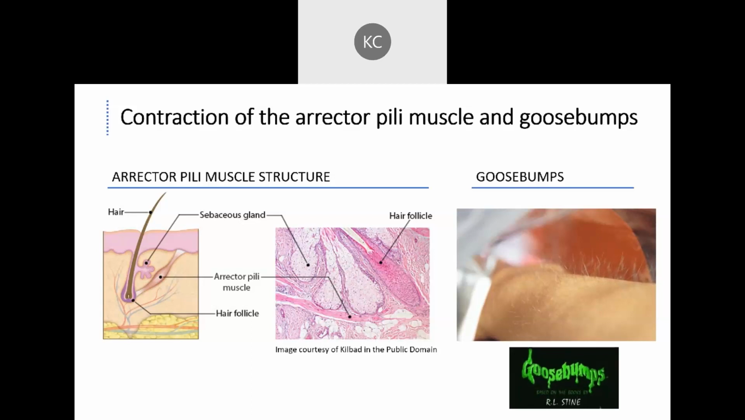Okay, so the goosebumps don't really serve any function in us any longer. Perhaps they used to, but there's really no significant purpose for the erector pili muscle and for the development of goosebumps any longer. Okay.